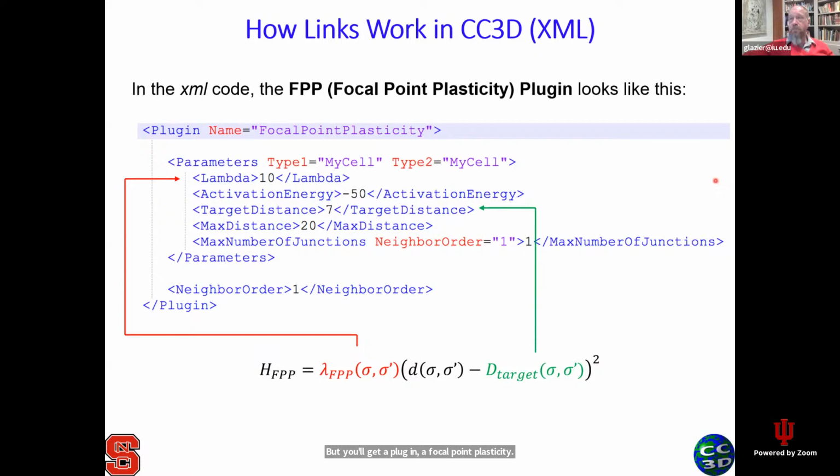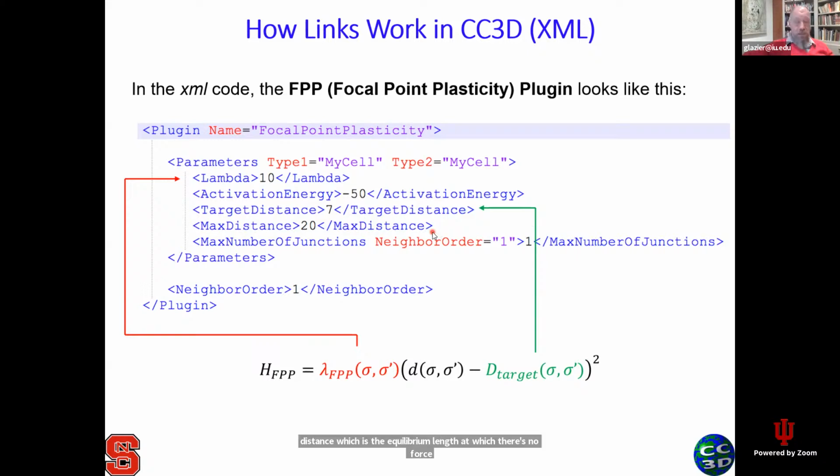And by default, Focal Point Plasticity acts on all cells of a given type. And so you will say parameters and then type 1, type 2. So if there's cell type A and B, you could define links between types A and A, or type A and B, or type B and B, which are different from each other. Then you have that lambda, which is the elasticity or spring constant of the spring. Target distance, which is the equilibrium length at which there's no force.